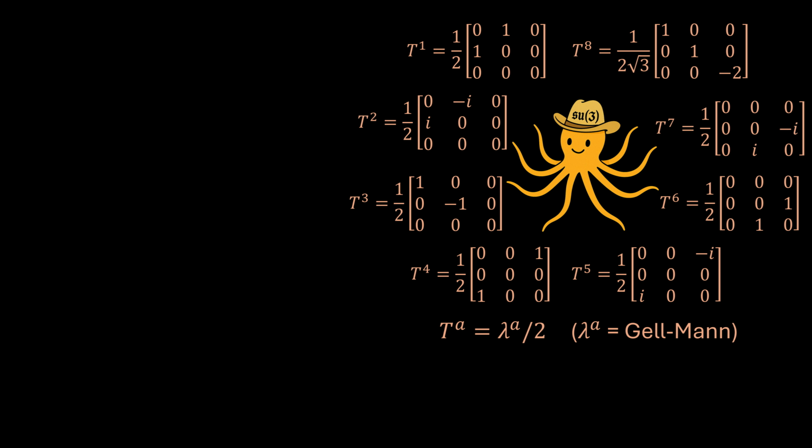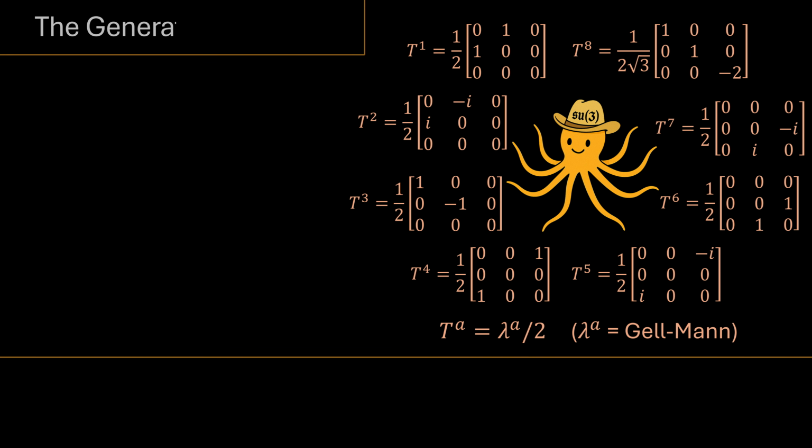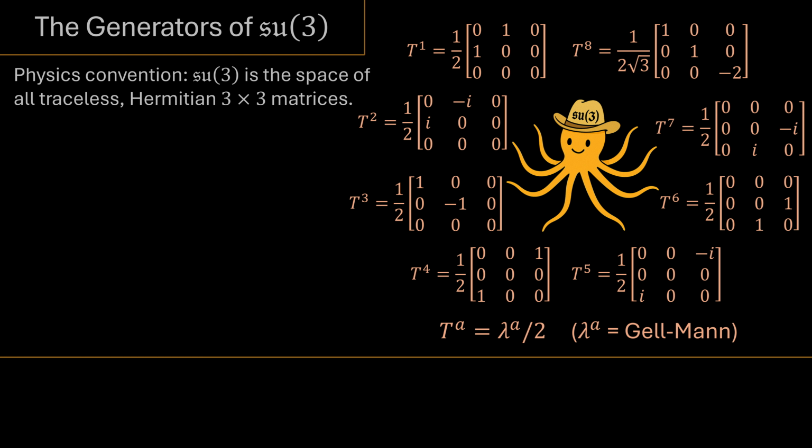All right, now I know this octopus thing isn't the most technical way to present the material, so let's get a little more technical here. Well, as we've seen, SU3 is the space of all traceless Hermitian 3x3 matrices. And naturally, that space has 8 dimensions.